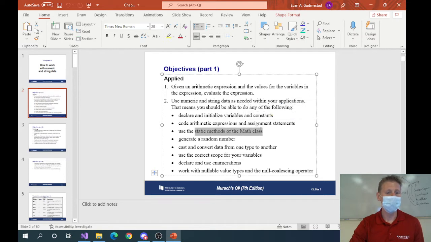And so there's some built-in utilities for us to use. Fortunately, you don't have to rebuild the wheel. The wheel's already built. We can use some stuff that's already been built for us and solve some common math problems using the built-in tools.